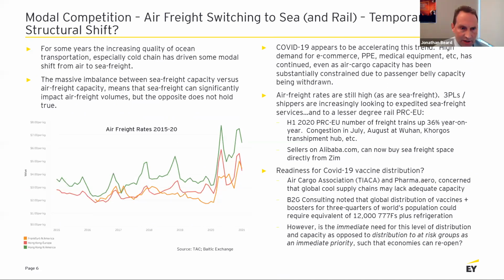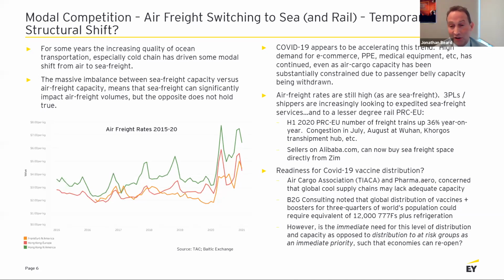My final slide touches on the issues that Andy mentioned around what's happening for air freight. The graph on the right is highlighting air freight rates: Frankfurt, North America, Hong Kong to Europe, Hong Kong to North America. You can see the steep rise in 2020, some decline, but still as we come into early 2021, rates are significantly higher. Even before we saw this constraining of capacity in air freight while also still having high demand, we had seen some evidence of modal shift from air to sea, not least as the quality of cold chain in maritime trade has improved. But I think COVID-19 has only exacerbated that trend.